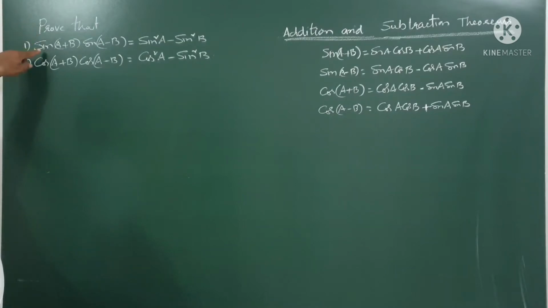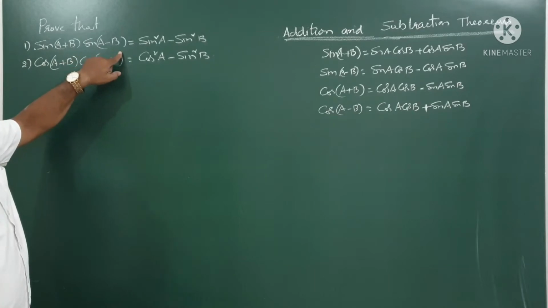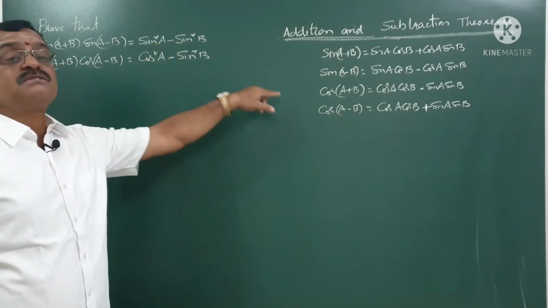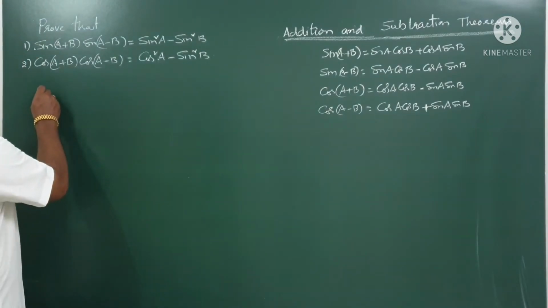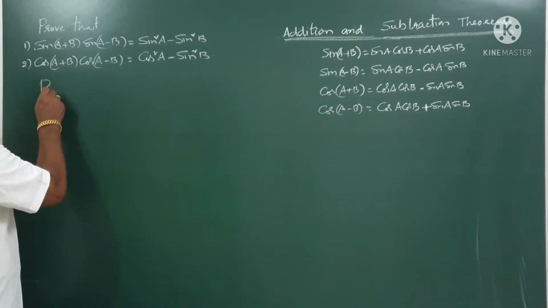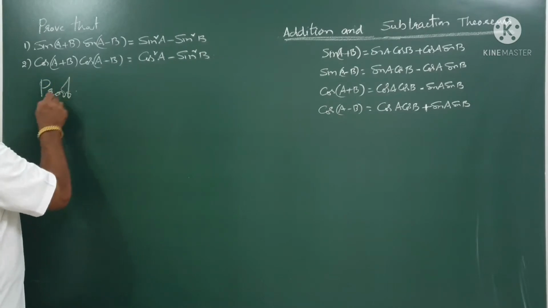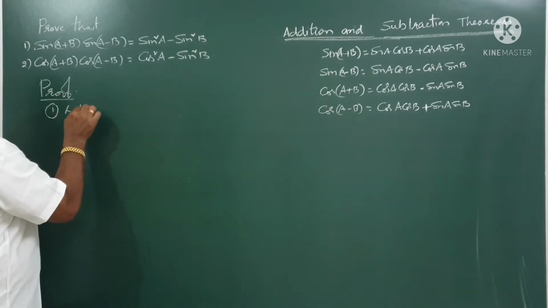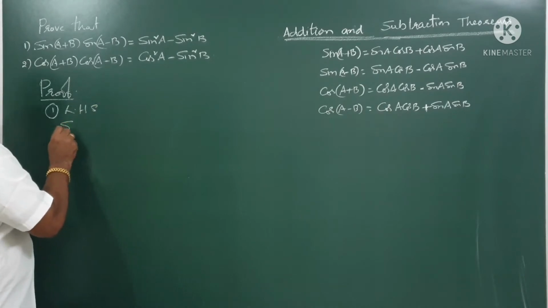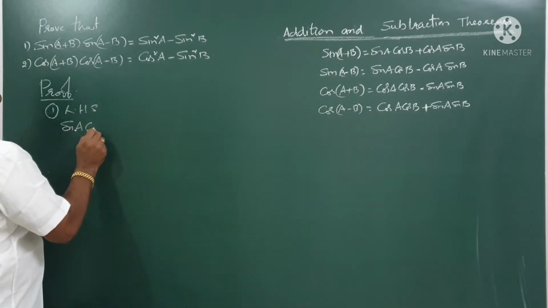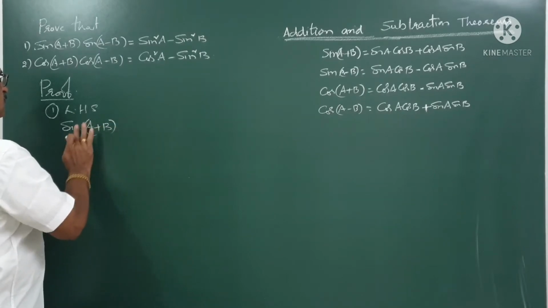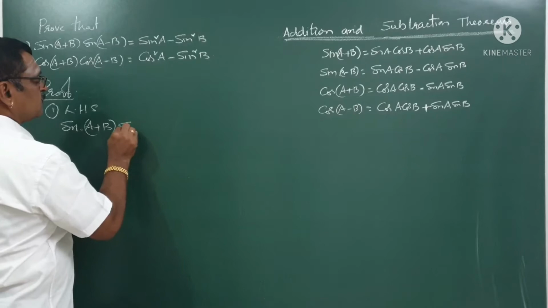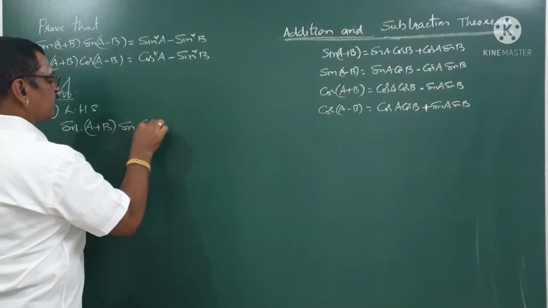Prove that sine of a plus b times sine of a minus b is equal to sine square a minus sine square b. Now first one, I will take the solution or proof. Take the left hand side. What is given? Sine of a plus b times sine of a minus b.